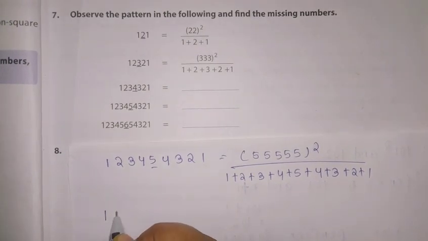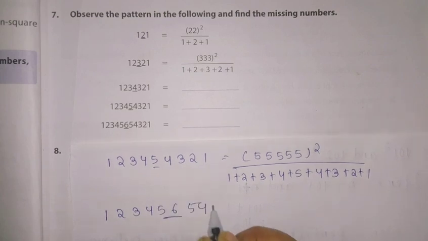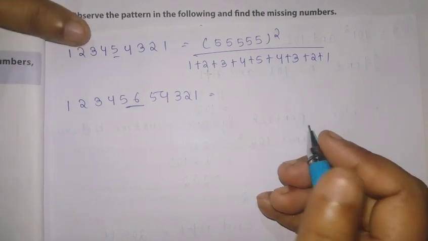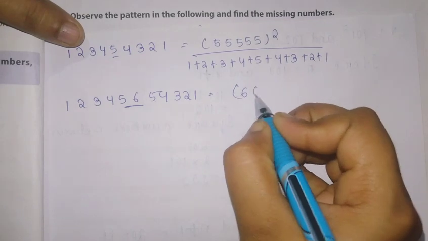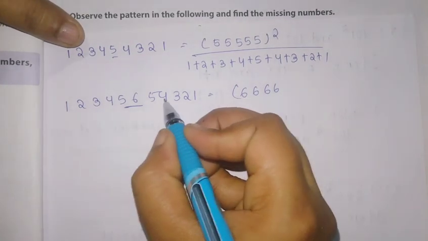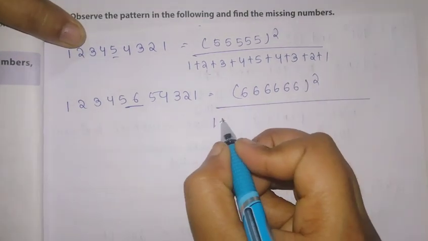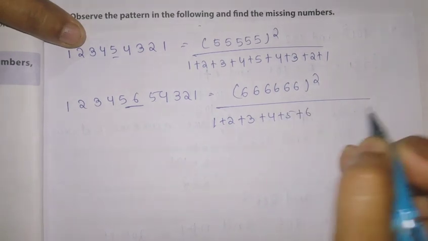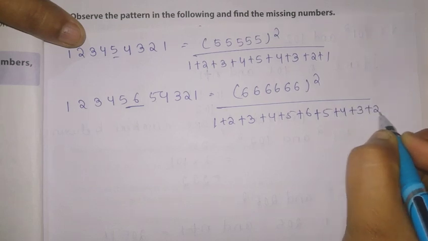Then 1, 2, 3, 4, 5, 6, 5, 4, 3, 2, 1 equals 6, 6, 6, 6, 6, 6 square divided by 1 plus 2 plus 3 plus 4 plus 5 plus 6 plus 5 plus 4 plus 3 plus 2 plus 1.